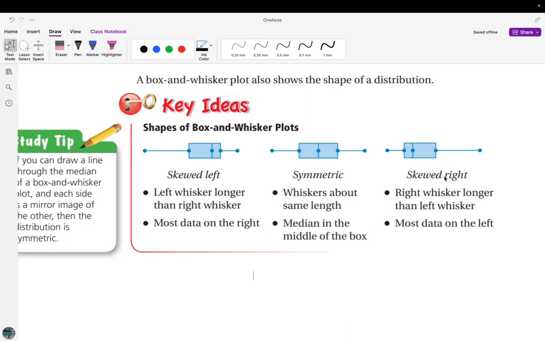And the opposite is the case over here. Most data is on the left and then just a little bit on the right. And when they're symmetric, you could put a line right there through the median and it would look the same on both sides. And when it's symmetric like that, there's a nice even distribution of your data because each part of the box plot is about the same size, so it's the same amount spread out.